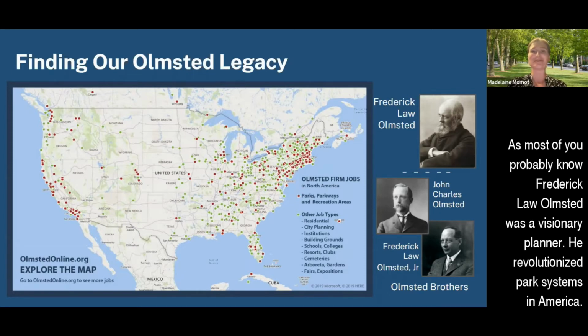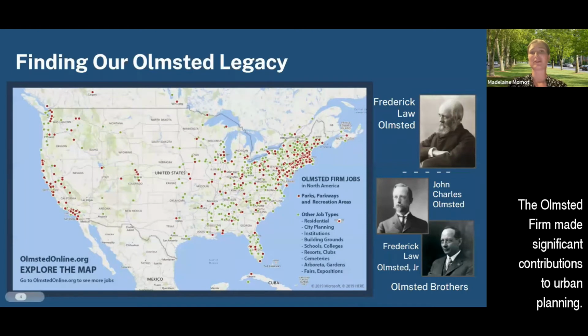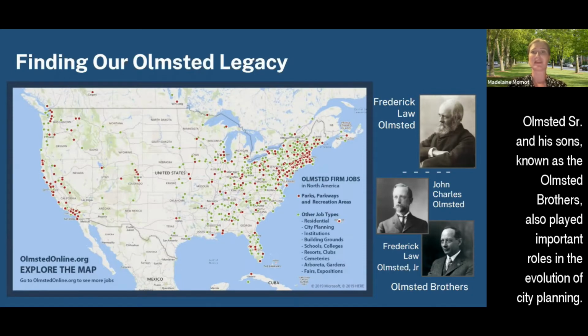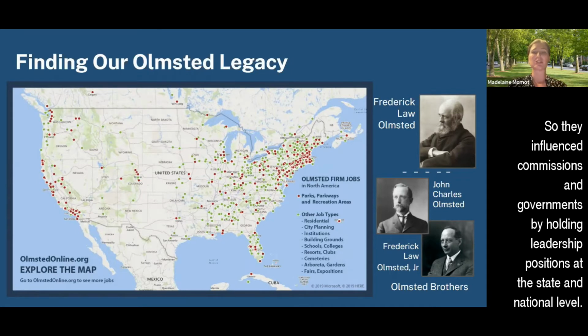As most of you probably know, Frederick Law Olmsted was a visionary planner. He revolutionized park systems in America. The Olmsted firm made significant contributions to urban planning. They were the first to design and implement connective parkways in the country and prioritized public access for all communities. Olmsted Sr. and his sons, known as the Olmsted brothers, also played important roles in the evolution of city planning. So they influenced commissions and governments by holding leadership positions at the state and national level.